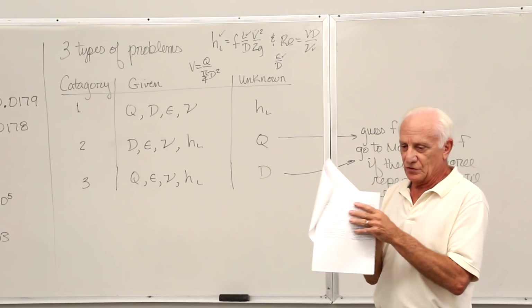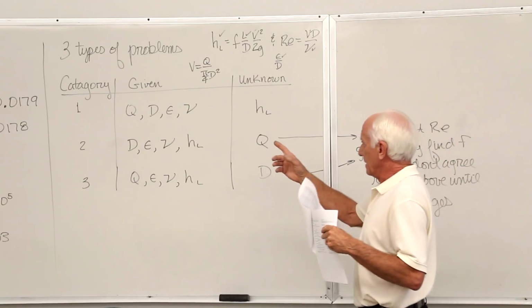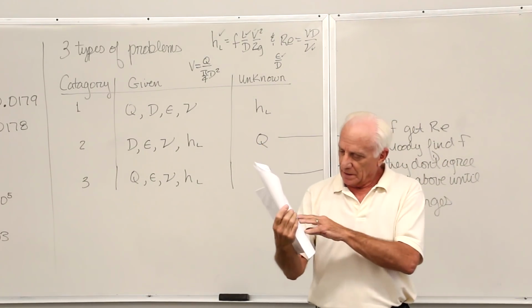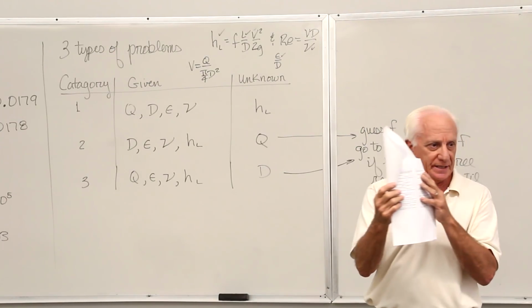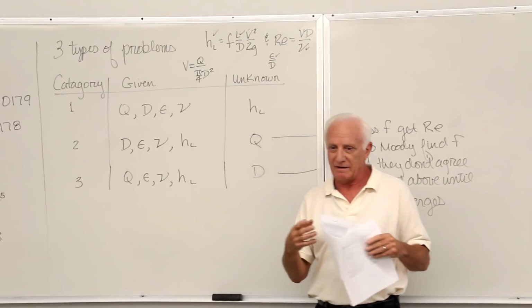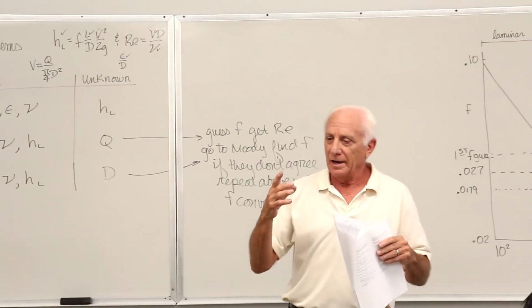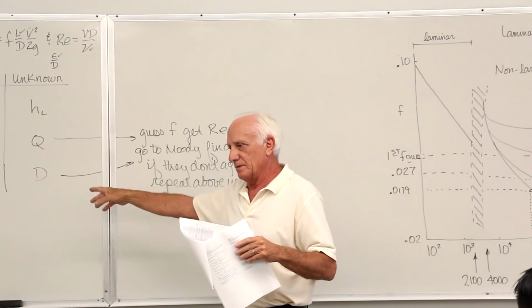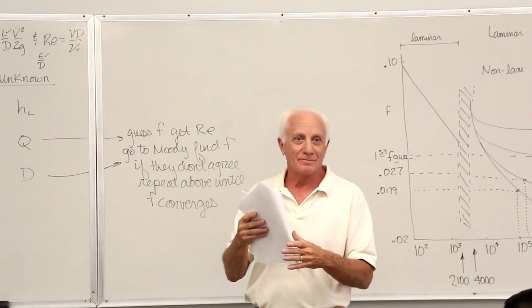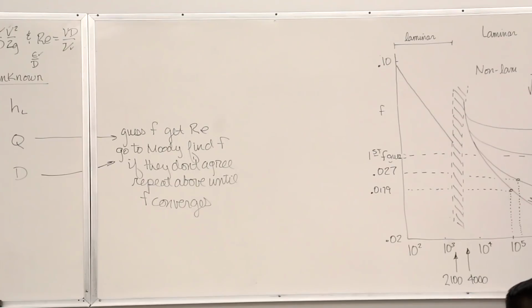Example 712 is a category 2 problem. Example 713 on the handout is a category 3 problem. So you have an example of every one of these 3 problems to follow. Now here's the good news.